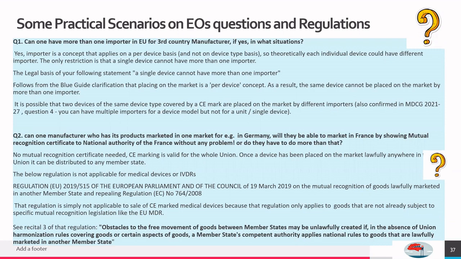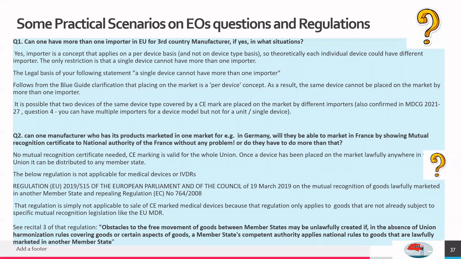So next question: can a manufacturer who has its products marketed in one market, for example Germany, market it in France by showing a mutual recognition certificate to the national authority of France without any problem? Or do they have to do more than that? Now, this question came to me because I was reading this regulation, 764/2008. It is not a guidance, it is a regulation, and it talks about the circulation of products in the European Union.